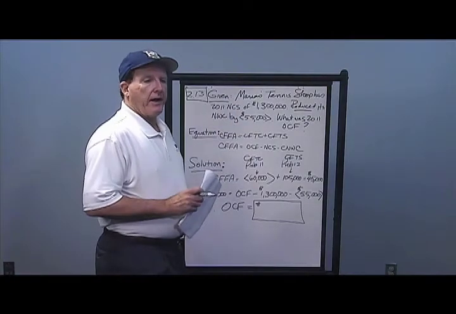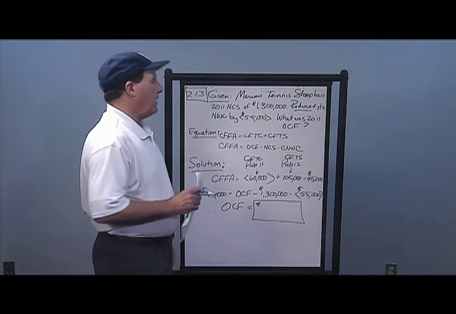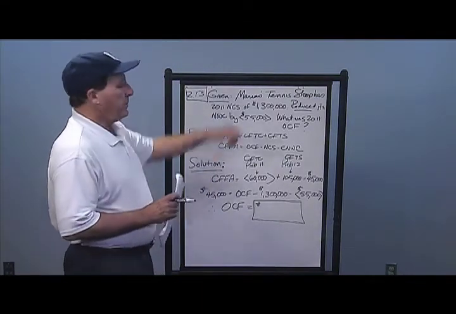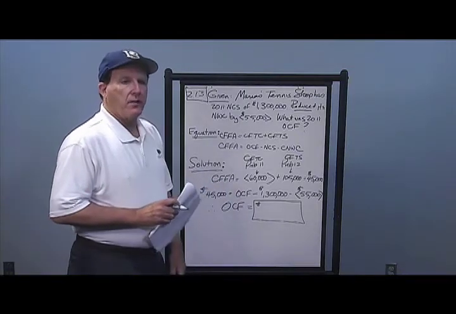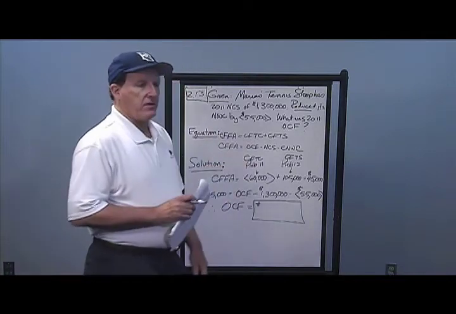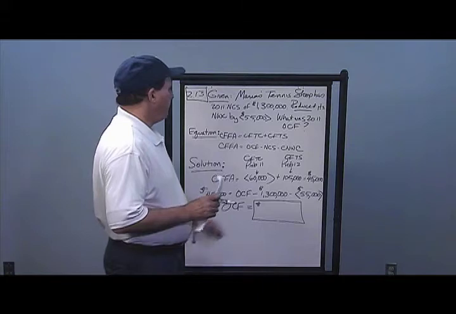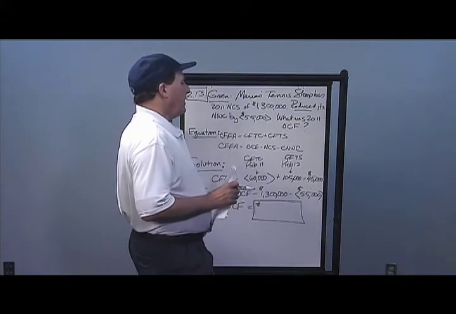Problem number 13, once again, Maria's tennis shop has 2011 net capital spending of $1.3 million. This means they spent $1.3 million on property, plant, and equipment. They reduced their net working capital by $55,000. Key here is the negative $55,000. They want to know what is their 2011 operating cash flow.